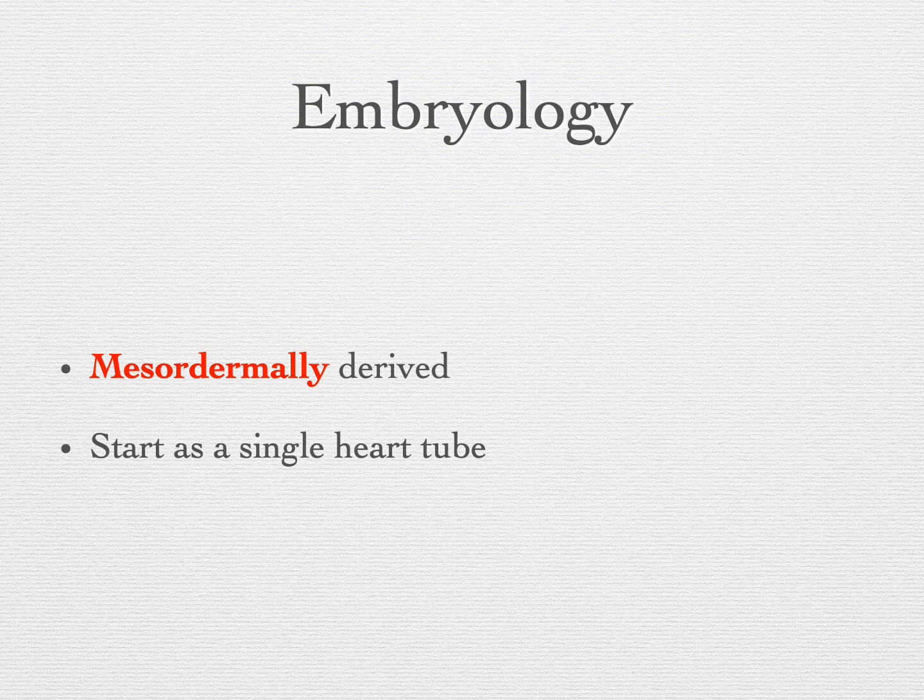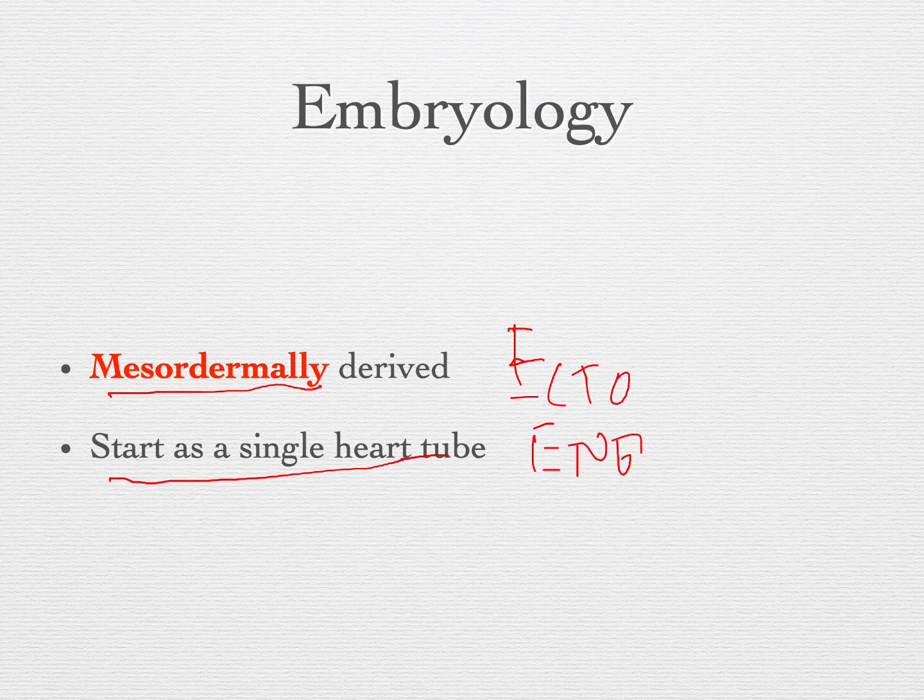Starting with the embryology, there are really only 2 points to take note of for your exams. The first one being that the heart is mesodermally derived. The second is that the heart starts as a single heart tube and later develops into the complex structure that we will be discussing. Now, just to recollect, there are 3 germ layers from which the rest of the body develops, and these are the ectoderm, the endoderm, and the mesoderm.